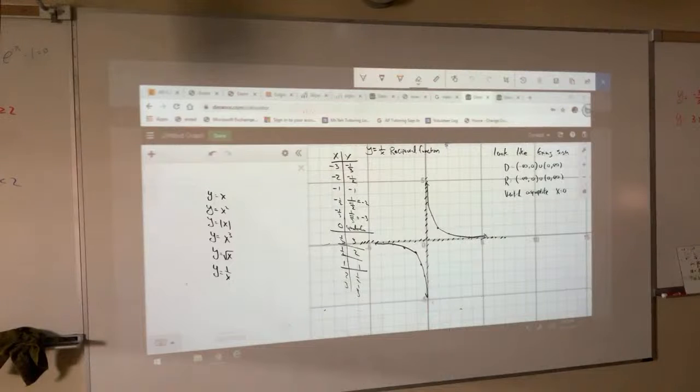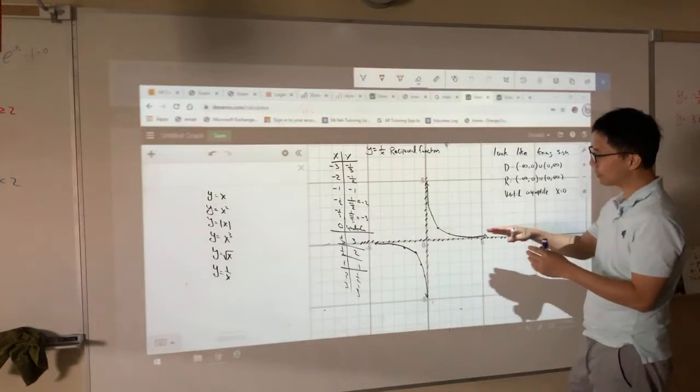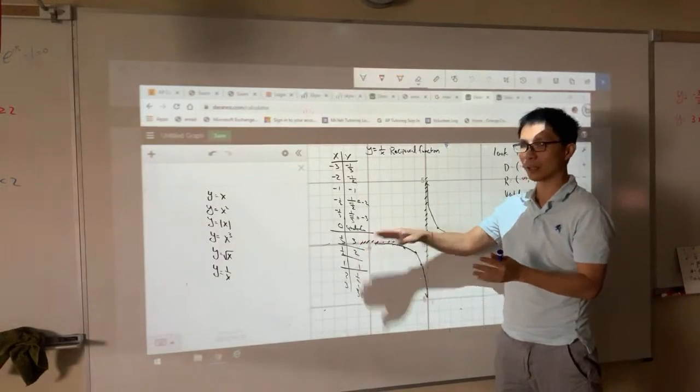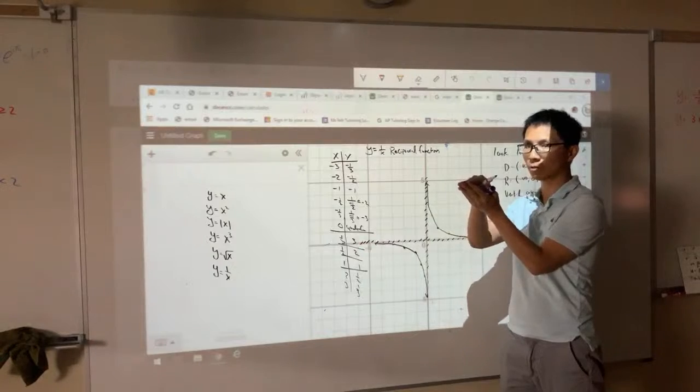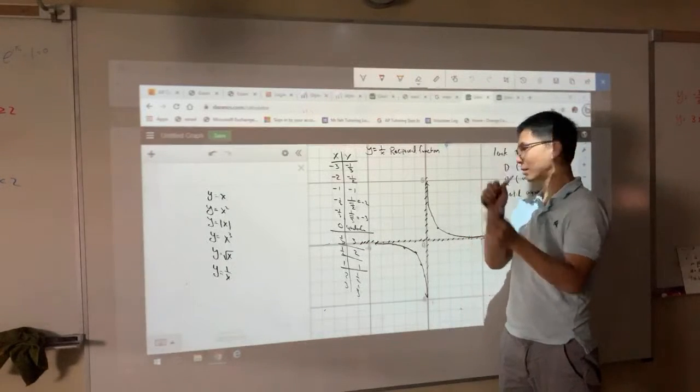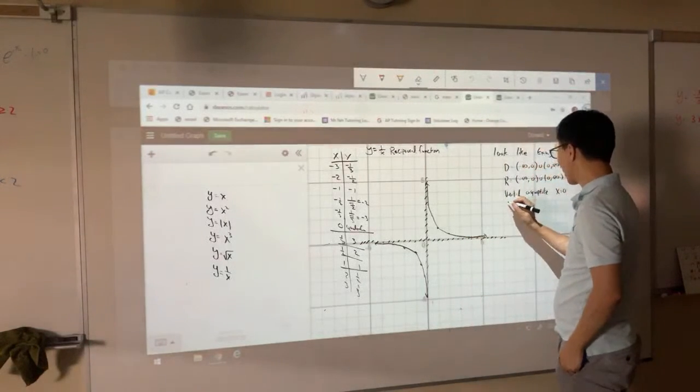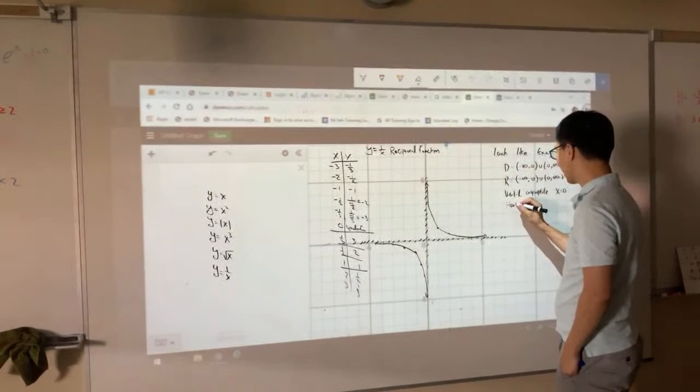So it's one of the things you have to understand: there's a vertical asymptote. If you keep on approaching this line, you might say they are touching each other, but they don't. They are so close to each other, but they're not touching each other. So there's a horizontal one too. There's a horizontal asymptote.